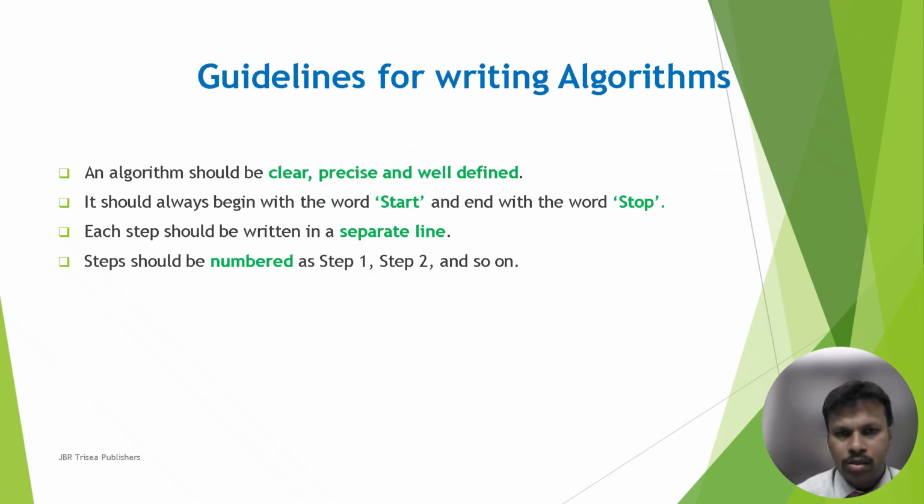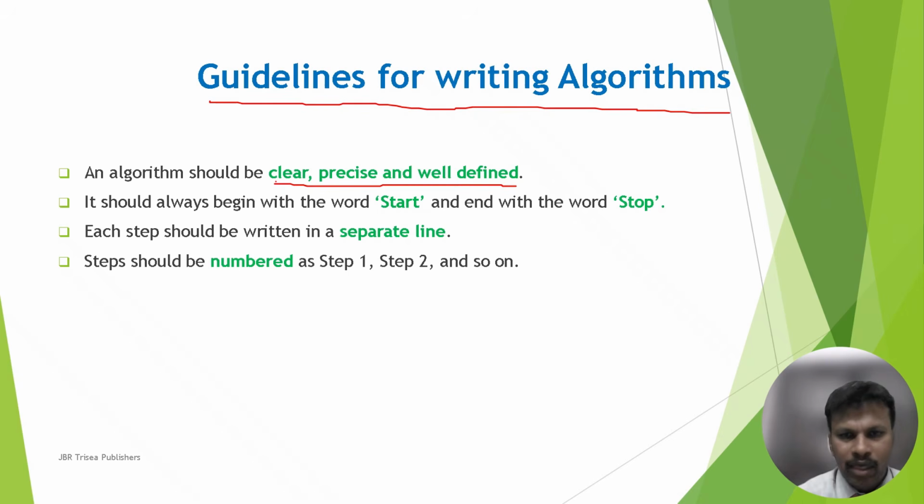And you can see the next one. What are the guidelines you need to follow while writing the algorithm? The algorithm must be clear, precise and well-defined, without any doubts or anything left unmentioned that cannot be understood by the reader. For example, if you write an algorithm and I ask you, give me that algorithm, I need to refer to it, and while I'm reading it, if it is not understandable, then it is not a good one. So you must make sure it's well-defined.